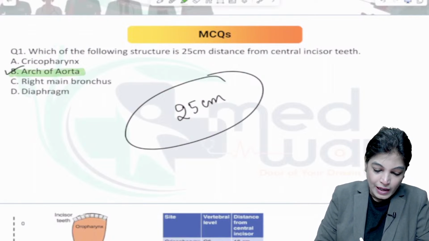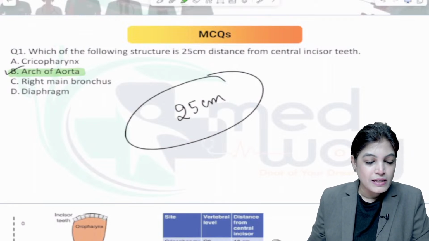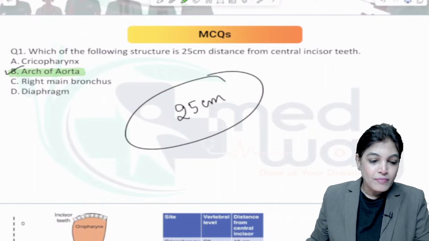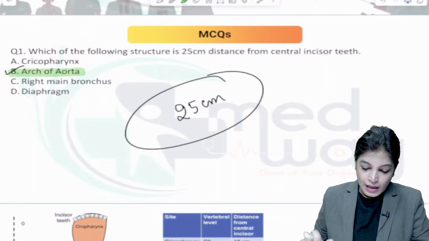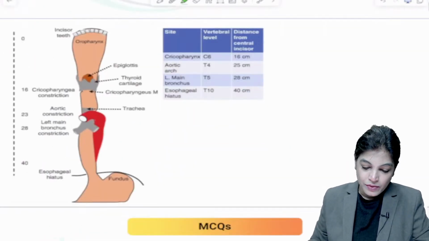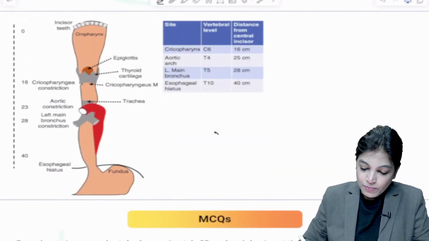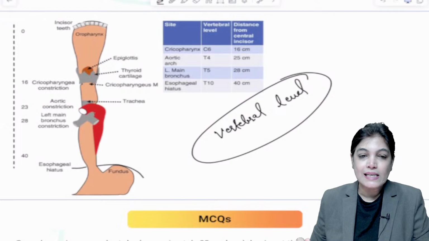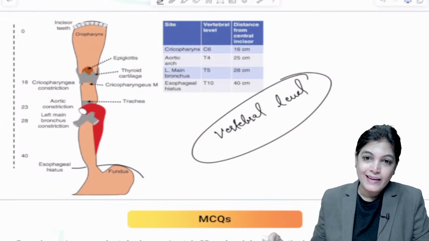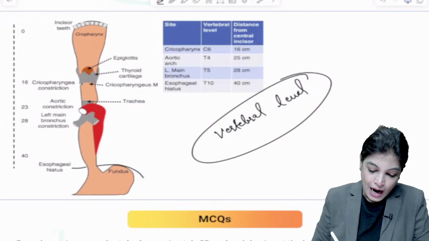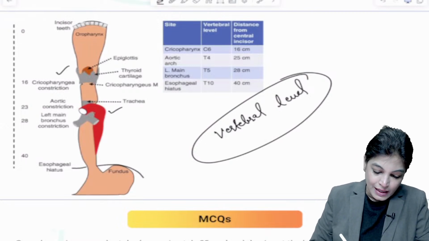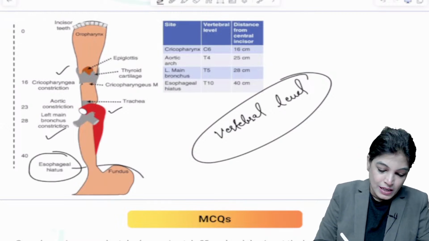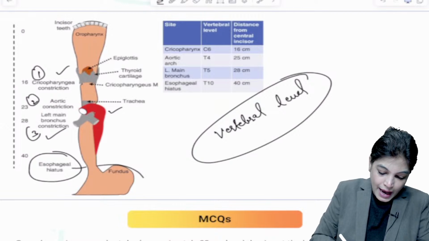So we'll mark arch of aorta, and I feel many of the students have already marked arch of aorta as the right answer. Is it okay? Now, a quick revision: you should know the vertebral levels of these constrictions. The esophagus is constricted at the cricopharyngeus junction, where the arch of aorta is crossing, where the left main bronchus is lying, and also at the esophageal hiatus of the diaphragm. So these are the 1st, 2nd, 3rd and 4th constrictions.